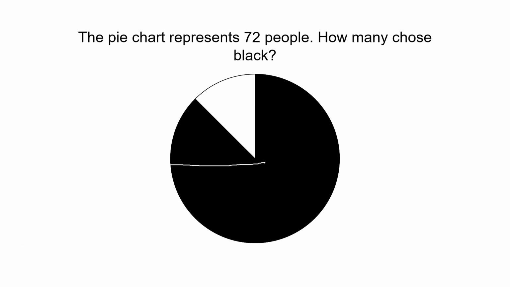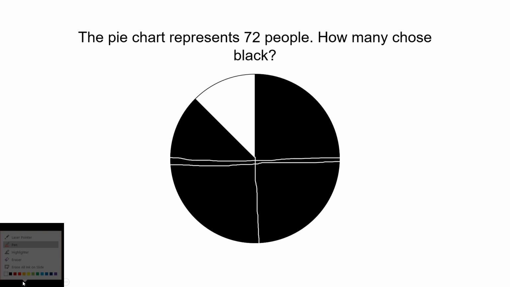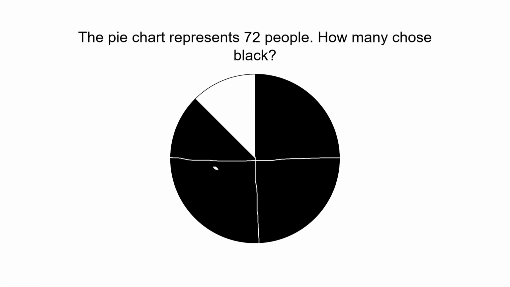So if I was to try to draw a straight line, and that goes all the way across. There we go. That's a little bit better. And let me just rub out that bottom one. Okay, we can see that the quarter of our circle is split into 2.